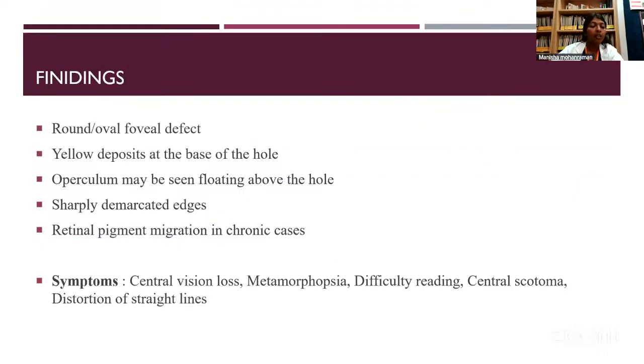The findings are round oval foveal defect, yellow deposits at the base of the hole, operculum may be seen floating above the hole, sharply demarcated edges, retinal pigment migration in chronic cases. The symptoms are central vision loss, metamorphopsia, difficulty reading, central scotoma, and distortion of straight lines.